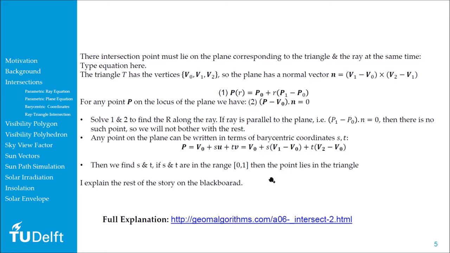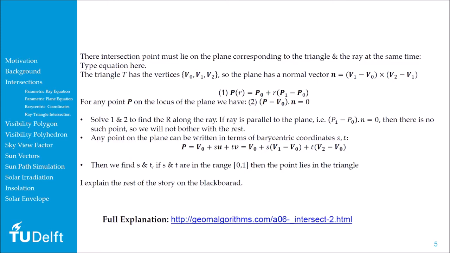But is there a situation where there's definitely not an intersection between a ray and a triangle, and how can we detect that very quickly? If the ray is parallel, they're parallel to each other. Yeah. How would we detect that? If the dot product is zero? Yeah, which dot product? Between the vector of the ray and the normal of that plane. If the two are perpendicular, that means the ray is parallel to the plane.